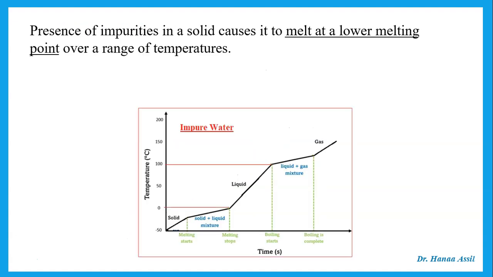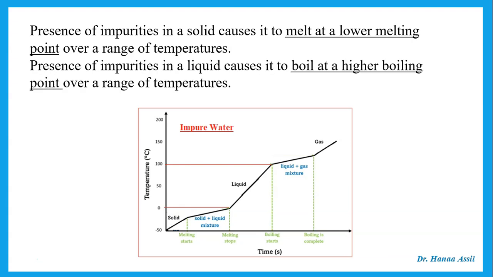What if it has impurities? The presence of impurities will lower the melting point and increase the boiling point, so that an impure substance will melt at a temperature slightly lower than its melting point, and it will melt over a range, not at a fixed temperature. If we have impurities in a liquid, it will boil at a higher temperature. So impurities lower the melting point, increase the boiling point, and the impure substance melts or boils over a range, not at a fixed melting point or boiling point.